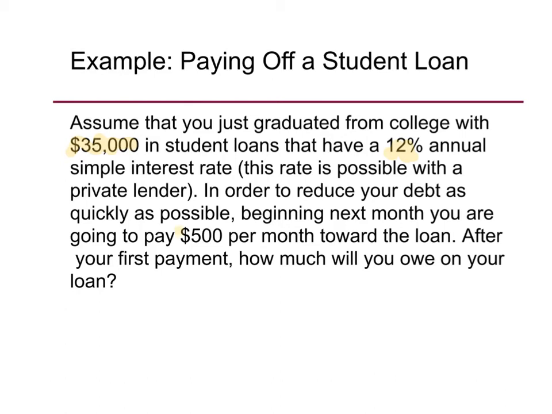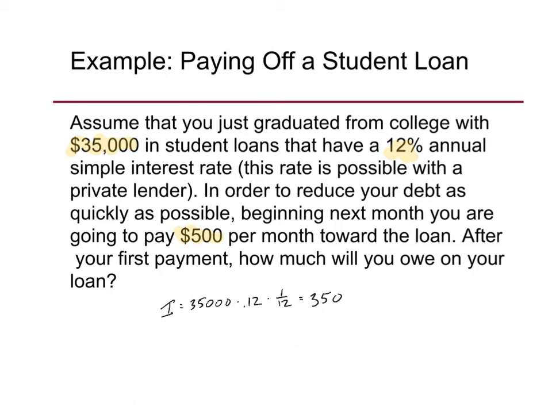And we're going to pay $500 per month on our loan. Okay, and we want to know how much, after your first payment, will you owe on that loan? So let's get the interest first. I equals PRT. We owe $35,000 times the rate, 0.12, 12%, times the time. We're just zeroing in again on 1 month. And if you type that into your calculator, you should get $350 in interest.